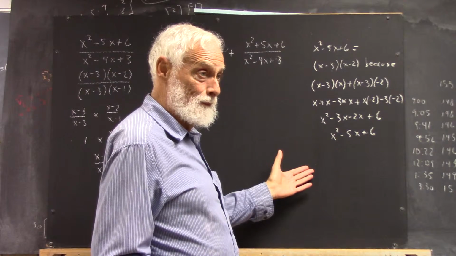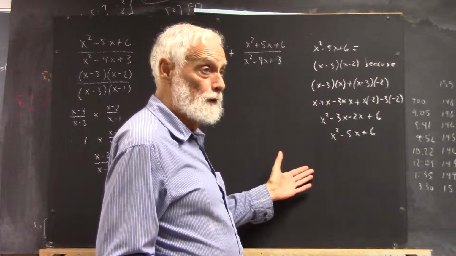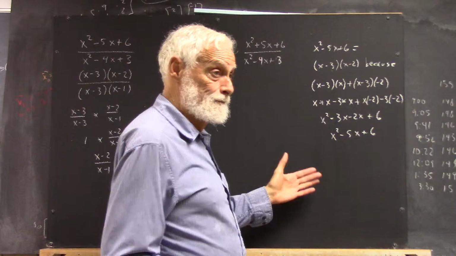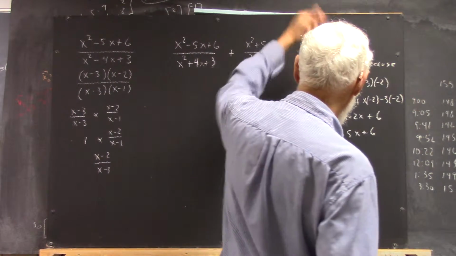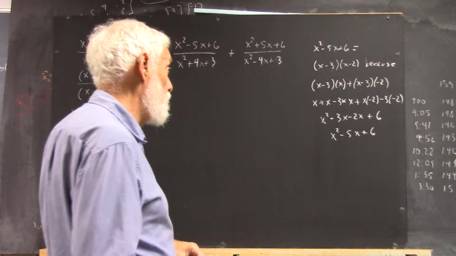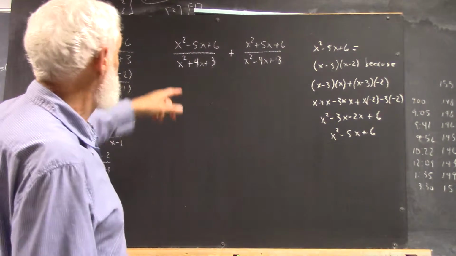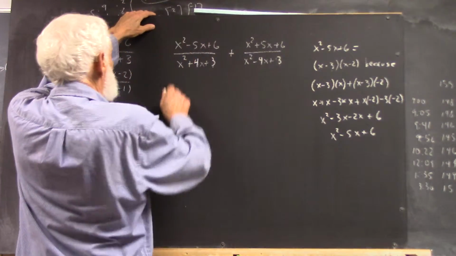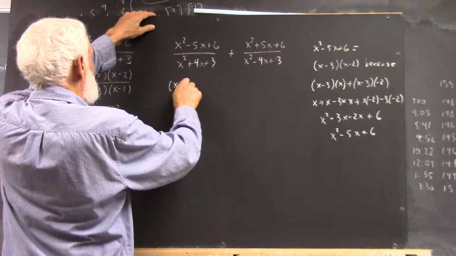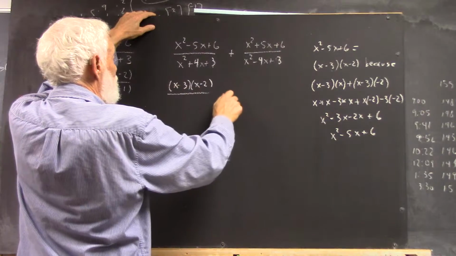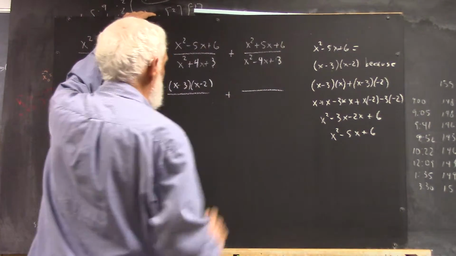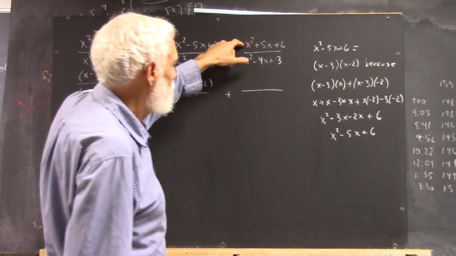People don't know the distributive law because they've never used it, or if they've used it, they've forgotten it because they're so busy factoring trinomials. Anyhow, so that works. Now, this numerator then we can write as x minus 3 times x minus 2. Now we've still got to, well, what are you going to do with this one?